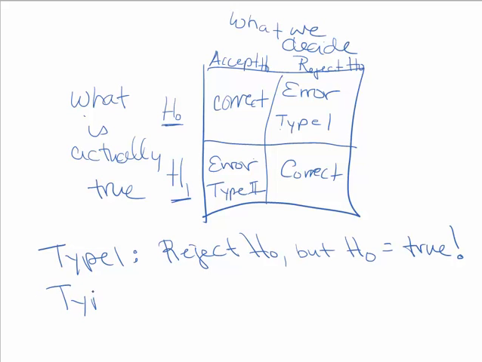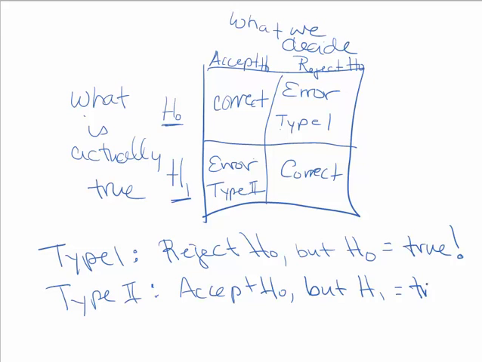Let me write this out again so you can see it. Again, in a type 2, we accept the null hypothesis, but the alternative hypothesis is true.